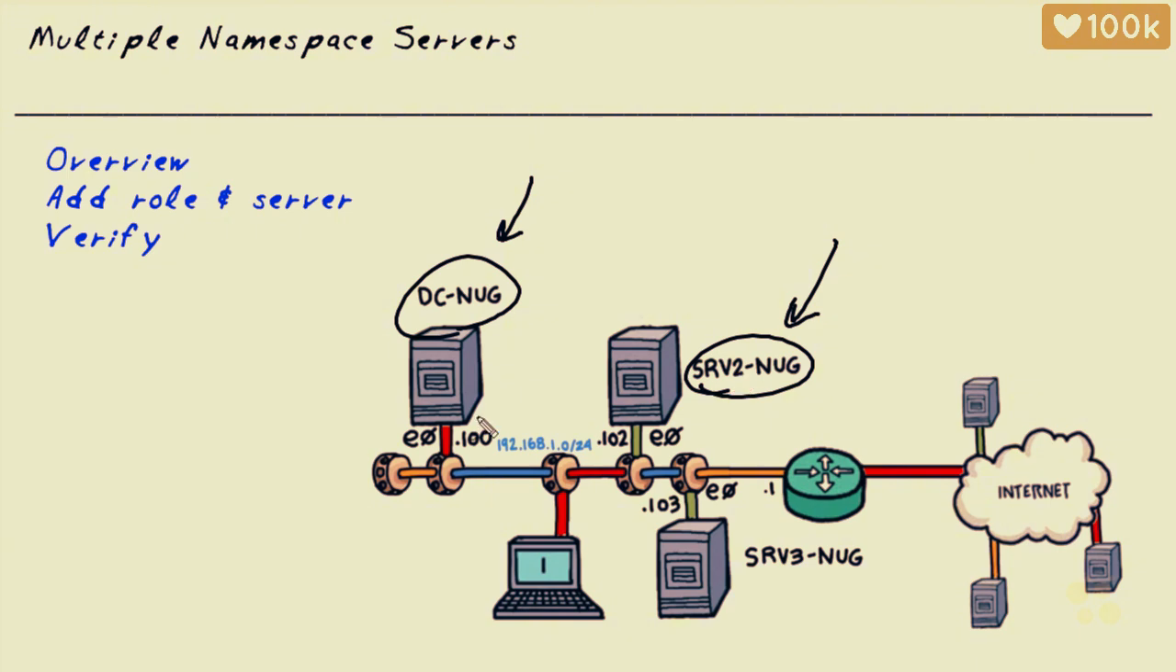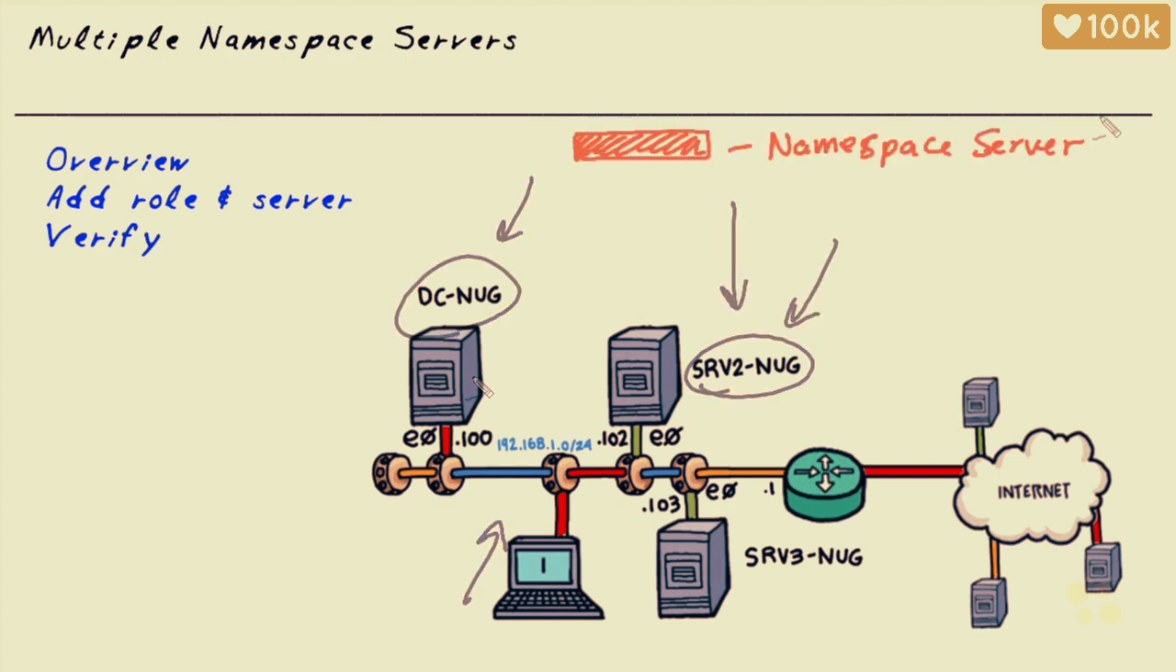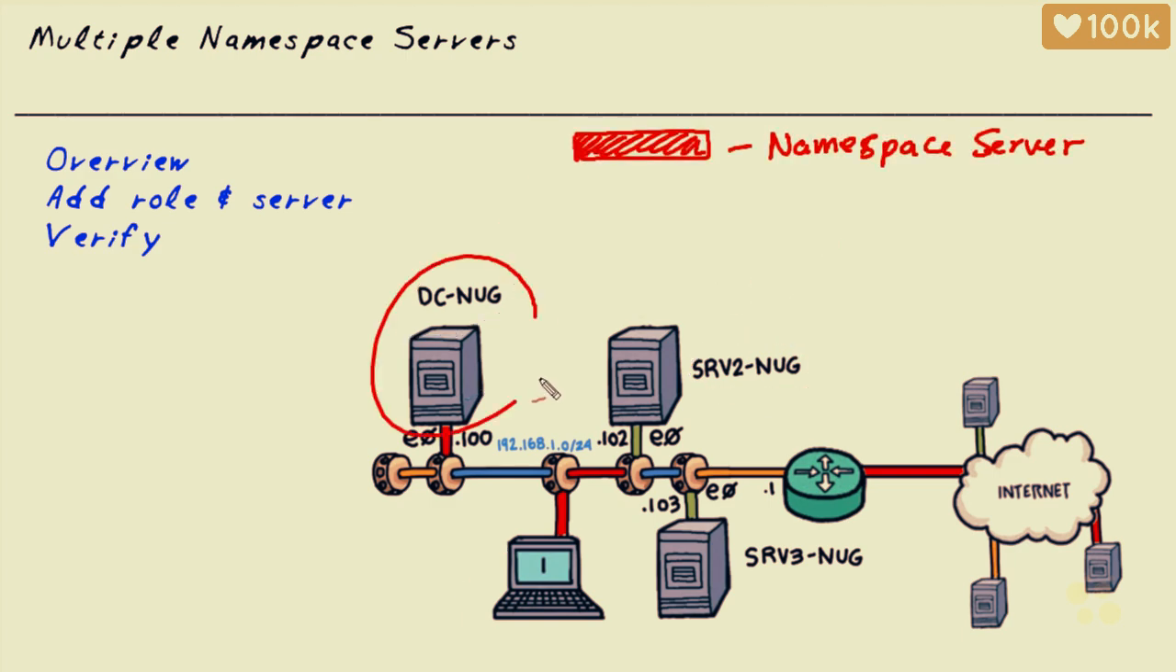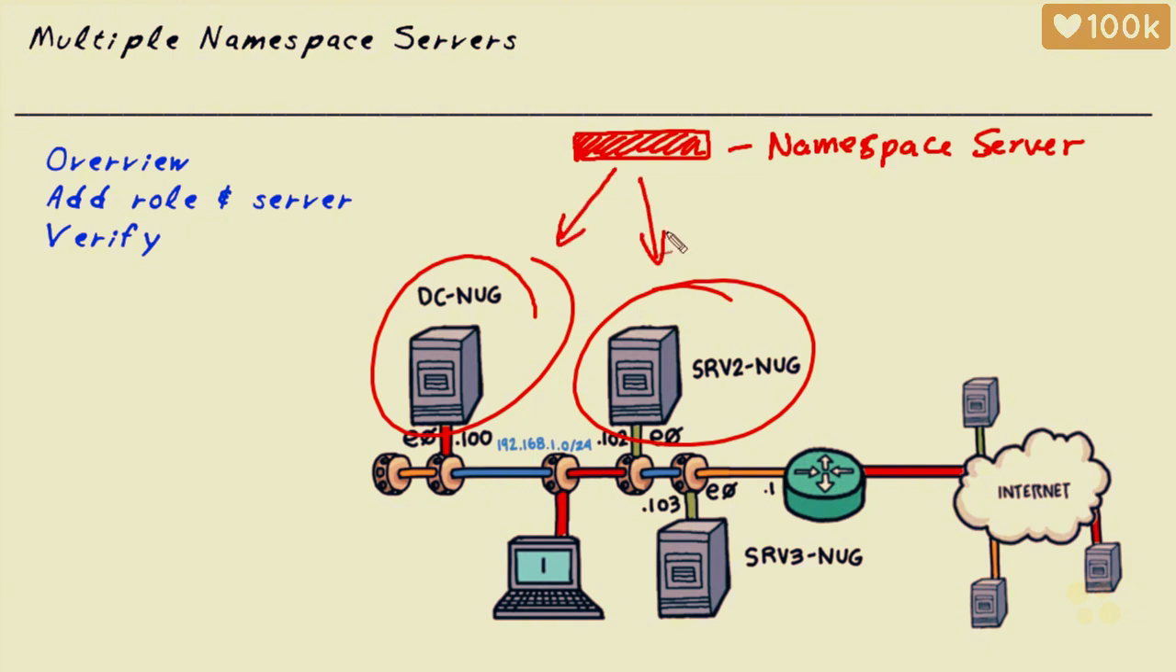And then now, with two domain controllers, let's also add server 2 as a second namespace server. And that way, when the client makes a request, if one of the namespace servers is unavailable, the other namespace server can respond to the client. So what we'll have is we'll have DCNug and server 2 both acting as namespace servers. And at the moment, for DFS replication, we have server 2 and server 3.